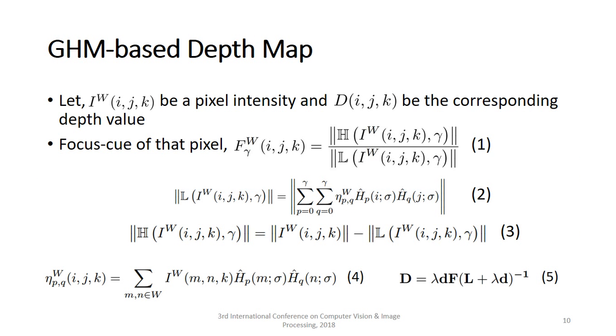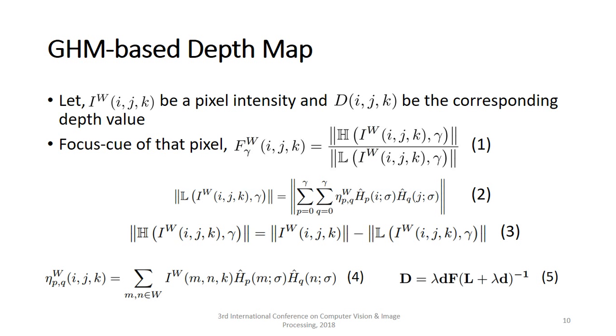So this is our proposed approach. First we take an RGB video frame, then we estimate the GHM-based depth map, and then we extract HOG features from it, and then finally we calculate the depth feature vector, and exactly the same way we calculate the intensity feature vector from the RGB video frame by extracting HOG features.